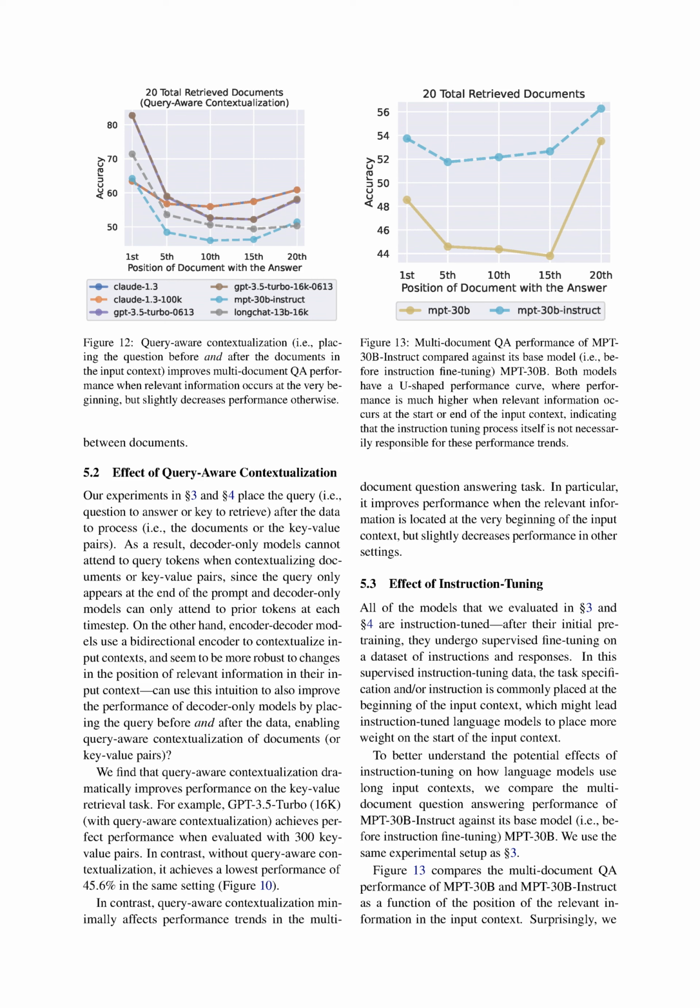To better understand the potential effects of instruction tuning, we compared the performance of the model MPT30B Instruct against its base model, MPT30B, in multi-document question answering tasks. Both models displayed a U-shaped performance curve, indicating their performance is highest when relevant information is at the start or end of the context. While the overall performance of MPT30B Instruct is consistently higher than MPT30B, their performance trends are quite similar. This aligns with previous findings, which observed that language models have a bias towards recent tokens, that is, those at the end of the input context.